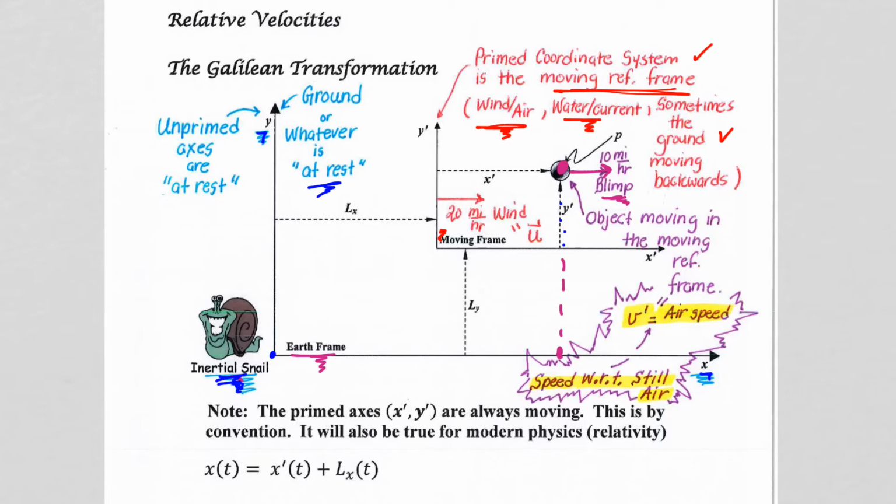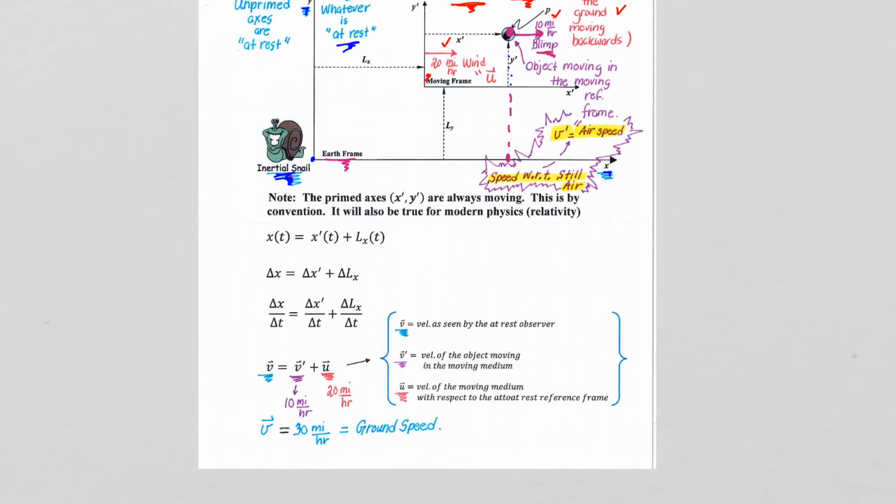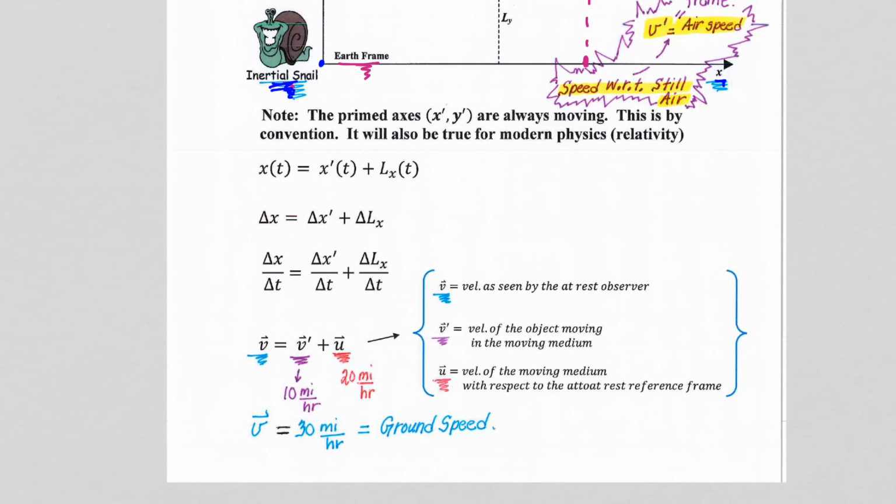If we put both together, the wind at 20 plus the engine moving the blimp with respect to still air, as if there was no wind, you would see on the ground a total speed of 30 miles per hour. So all we have down here is some math to go with it, and you can see at the very bottom we have v equals v prime plus u. The primed coordinate system is doing the moving, and the primed coordinate system velocity becomes the u vector.